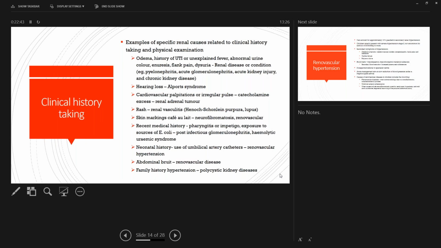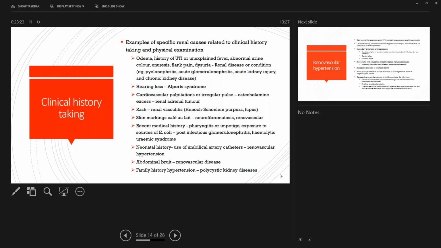And then skin markings. So café spots, which we looked at earlier, can be a sign of neurofibromatosis or renovascular disease, and these can be multiple or just one. The patient may just have one café spot, and it could be suggestive of this kind of disease. Recent medical history is important. So have they had things like a recent pharyngitis or impetigo infection? Have they had exposure to sources of E. coli? That's when you want to start thinking about hemolytic uremic syndrome and associated blood pressure, or like we mentioned before, the glomerulonephritis type picture.